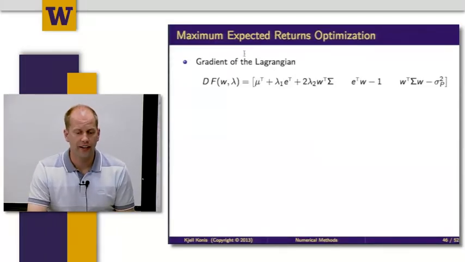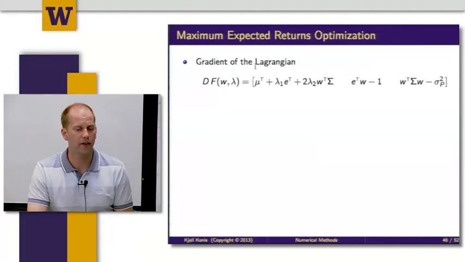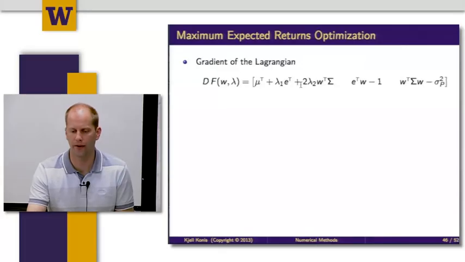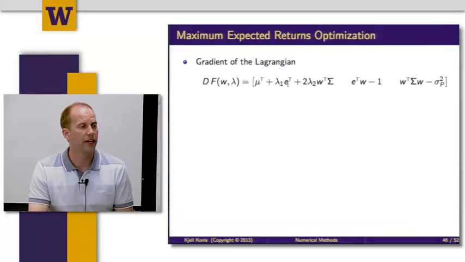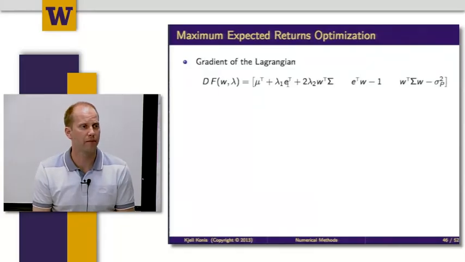Then I need to take the gradient of the Lagrangian. So this is what I want to set equal to 0. I want to find the inputs W and lambda that are going to make the gradient of the Lagrangian equal to 0. That's going to give me the critical points of the Lagrangian. So this is actually a little bit prettier because we can assume some knowledge of the problem.